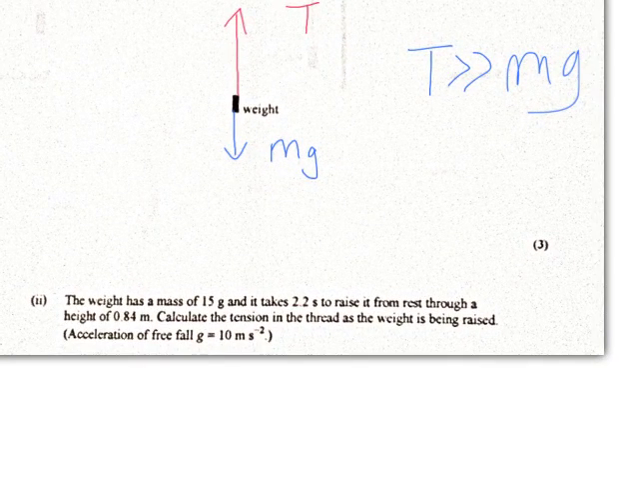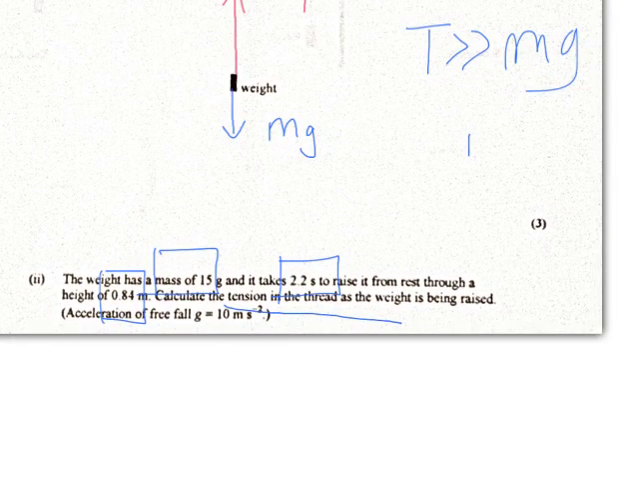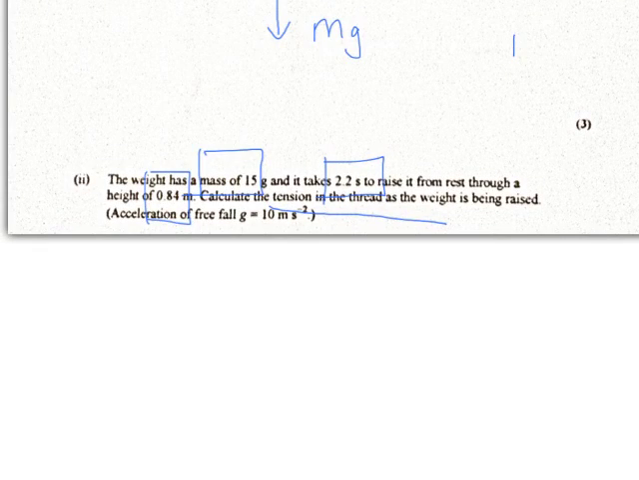So what happens next? We have the weight, because we have the mass. They give us a mass of 15 grams. They tell us it takes 2.2 seconds to go up a height of 0.84. So I don't know what they're asking, but there's going to be equations of motion in it. Calculate the tension of the thread as the weight is being raised. Right, so that's a summation of forces, isn't it? Because you know from this that there's two forces acting. So summation of forces, F equals ma, so T minus mg equals ma.